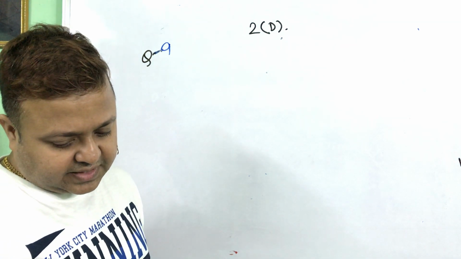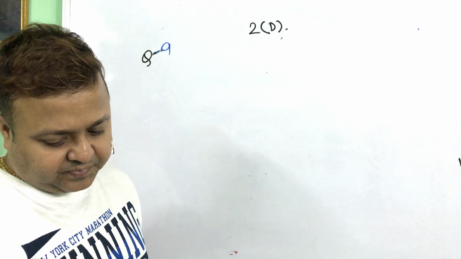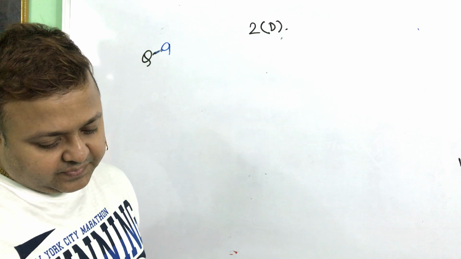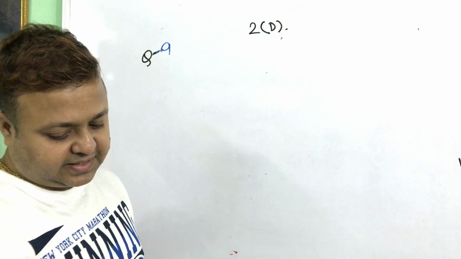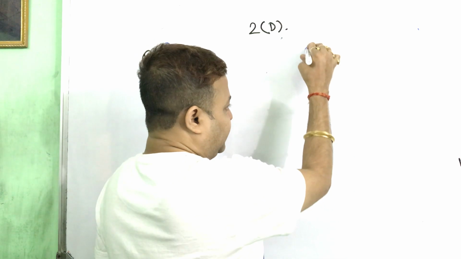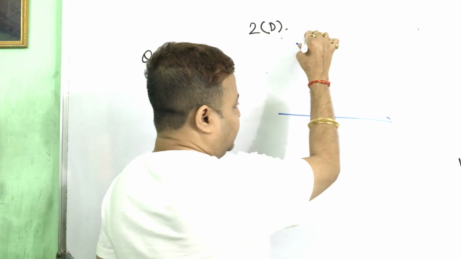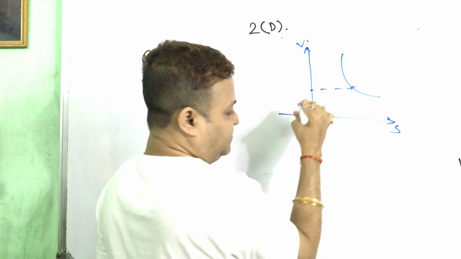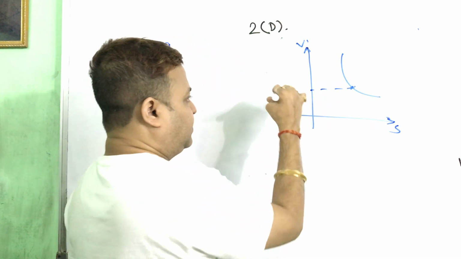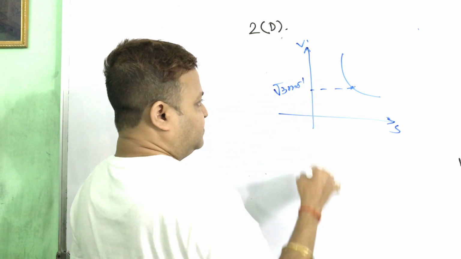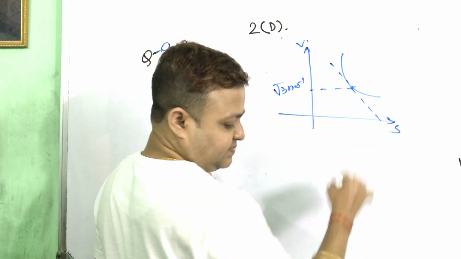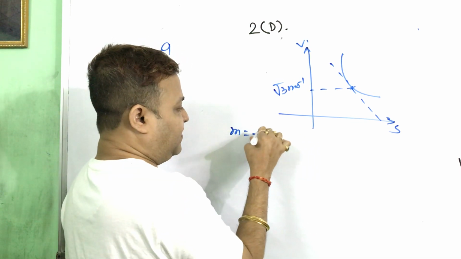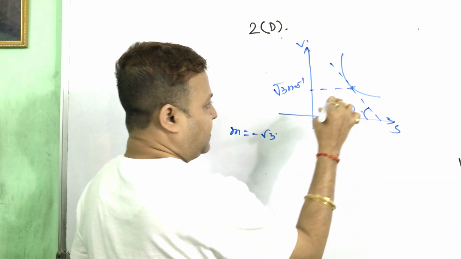A particle is moving along a straight line, velocity versus displacement curve is shown in the figure. At point P of the graph, v is √3 meter per second and slope is minus √3. Okay, the velocity versus displacement curve is given. At point P, velocity is √3 meter per second and the slope of the curve, tan theta, is equal to minus of root 3. This one is theta.